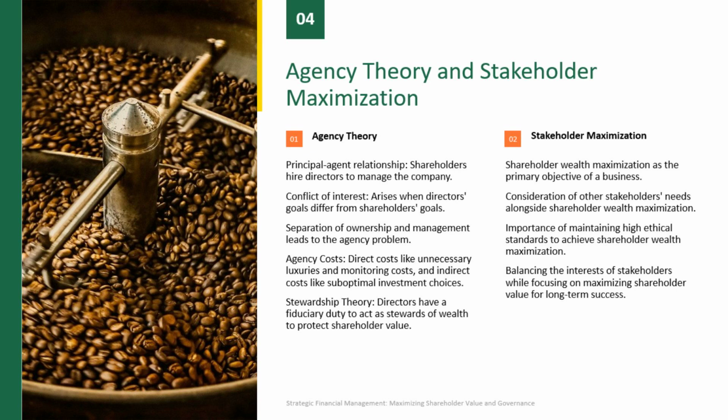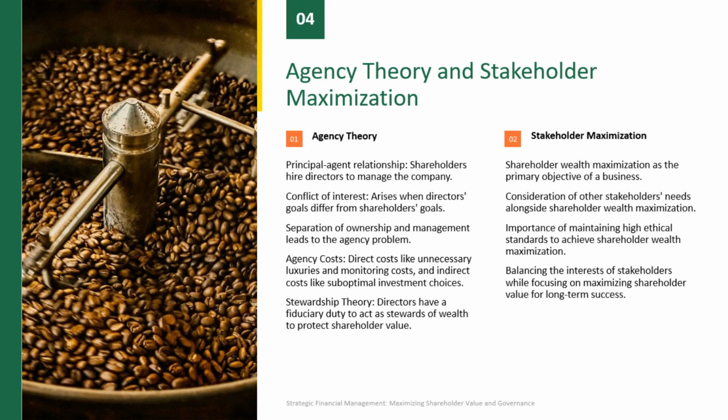In the relationship between principal and agent, shareholders hire directors to run the company. However, conflicts of interest can arise due to the separation of ownership and management, which leads to the agency problem. This problem results in agency costs, which can be direct, such as unnecessary luxuries or monitoring expenses, or indirect, such as suboptimal investment choices. On the other hand, the stewardship theory suggests that directors have a legal responsibility to act as guardians of wealth and protect shareholder value.